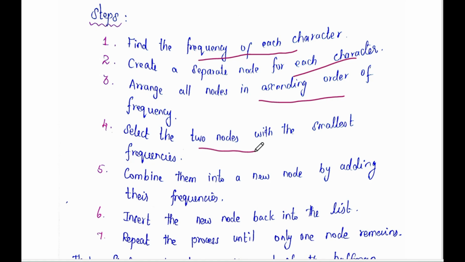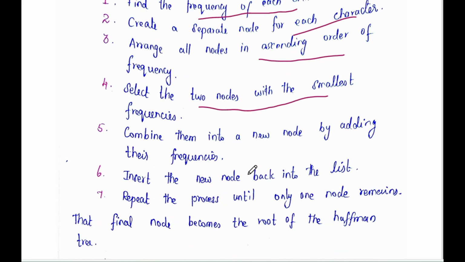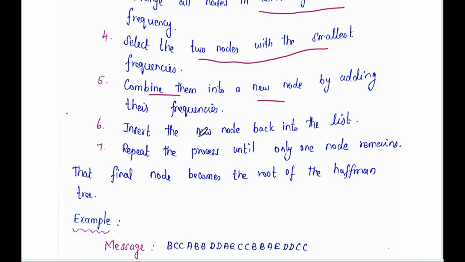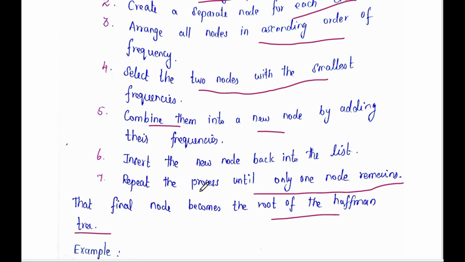Select the two nodes with the smallest frequencies. Combine them into a new node by adding their frequencies. Insert the new node back into the list. Repeat the process until only one node remains. That final node becomes the root of the Huffman tree. The last remaining node is the root node of the Huffman tree.